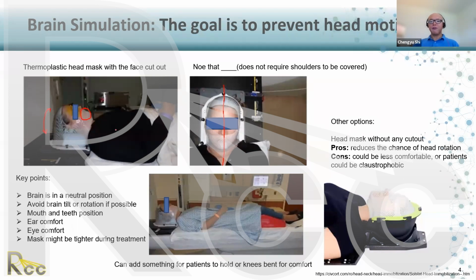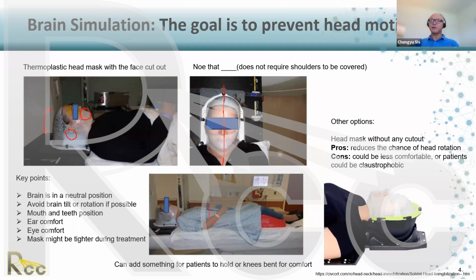The patient may be afraid to say so, but because the thermoplastic has a piece that may press the teeth and mouth, they tend to change their positions during treatment. Also, the ear comfort and eye comfort, and the mask may become tight during treatment because it will shrink. So those are very important. You check the physical position and do check with the patient, do you feel comfortable? And make sure the patient feels comfortable and will not move during treatment.